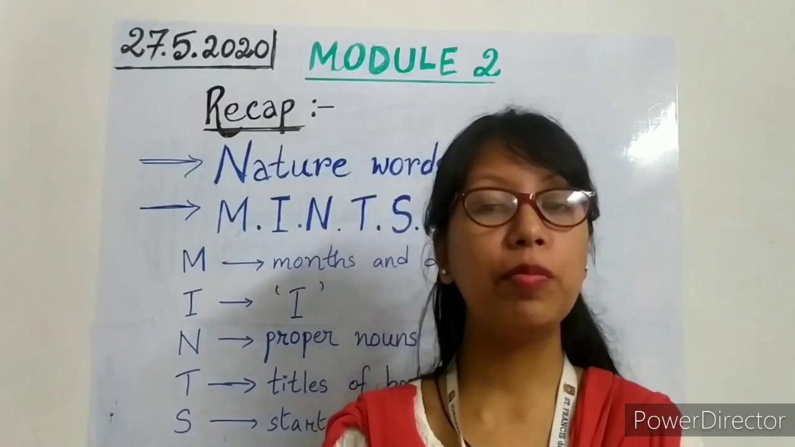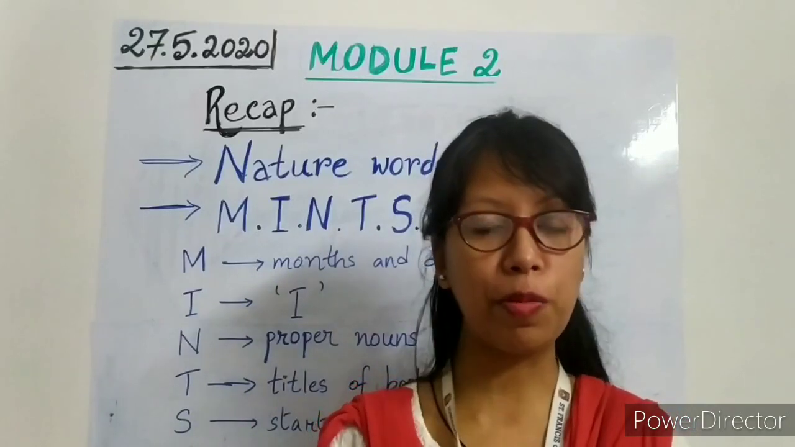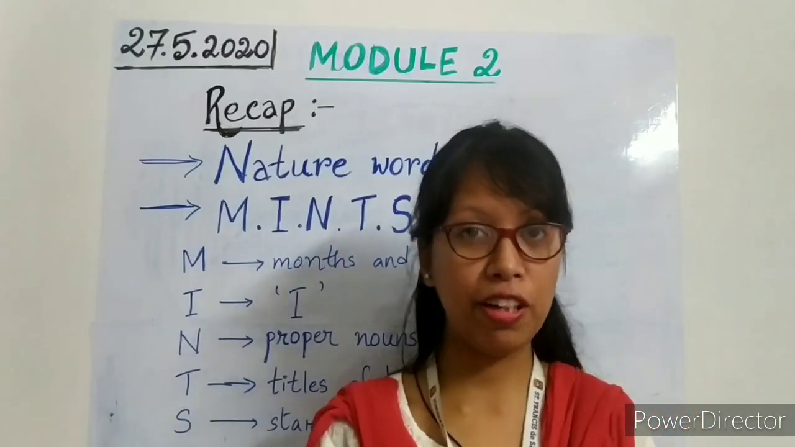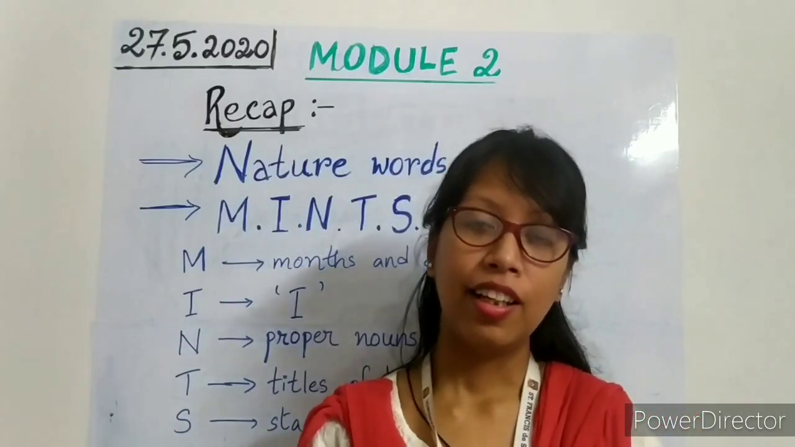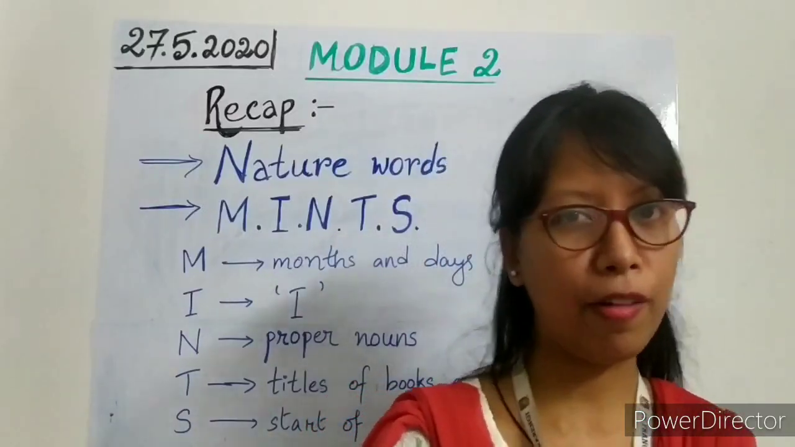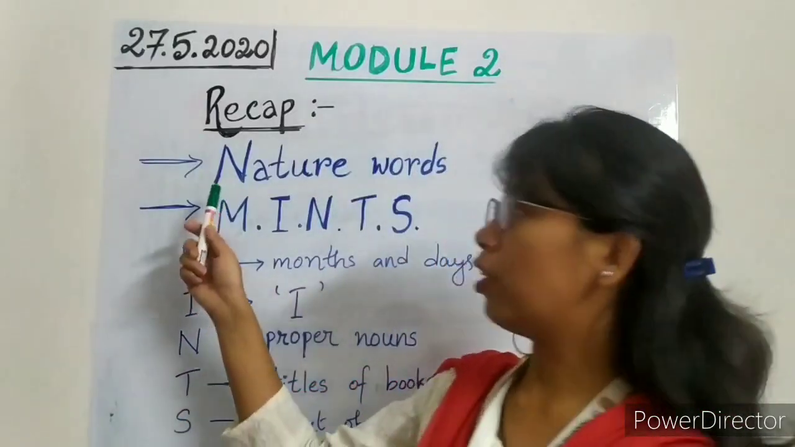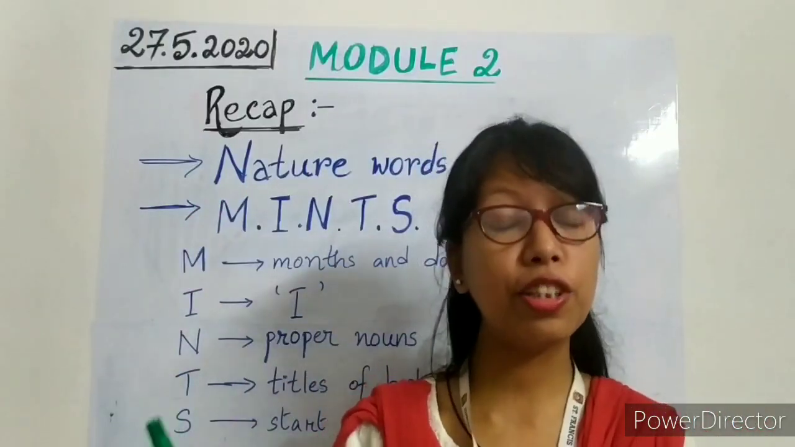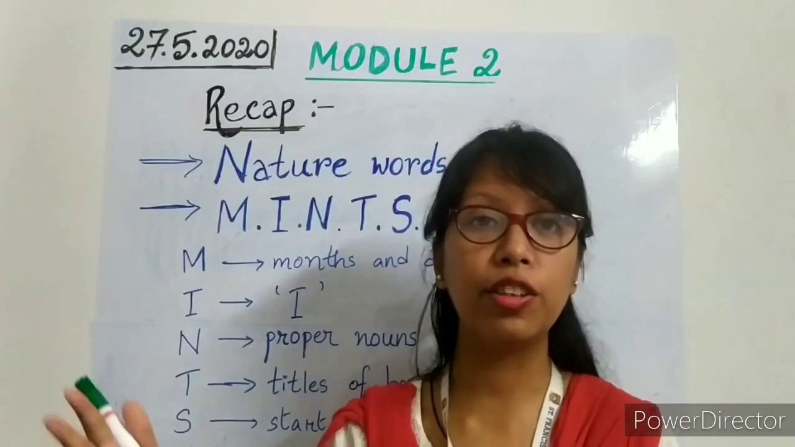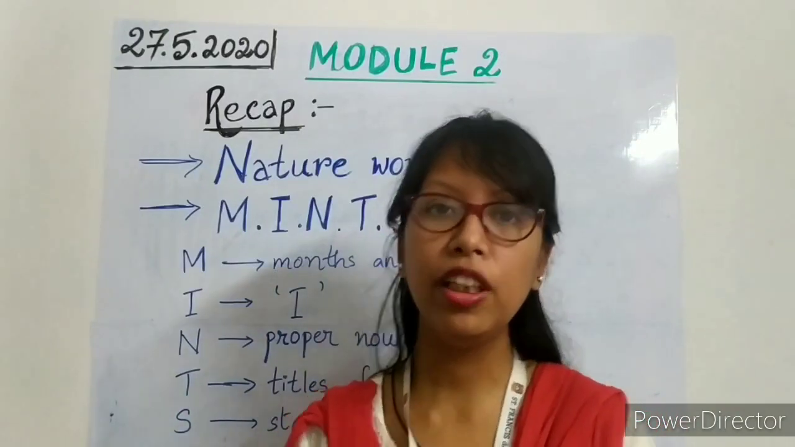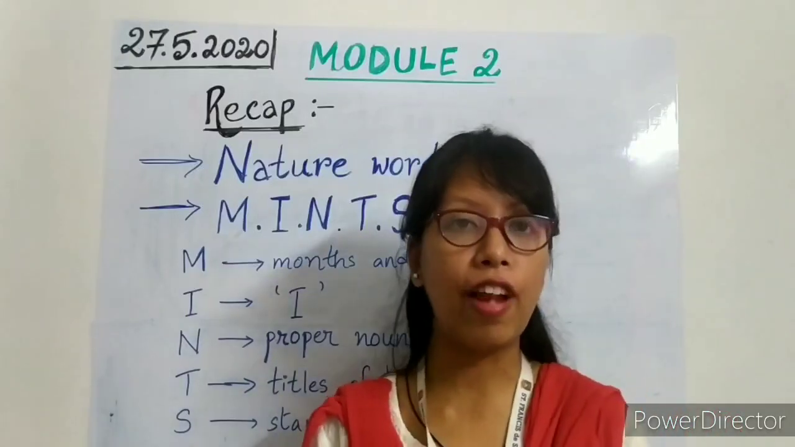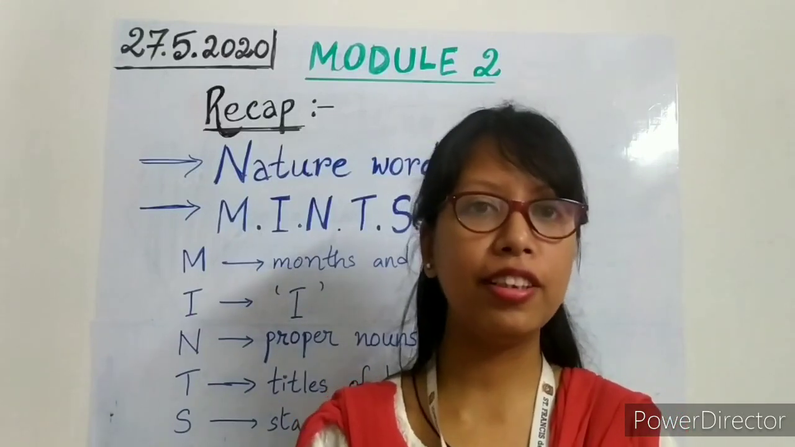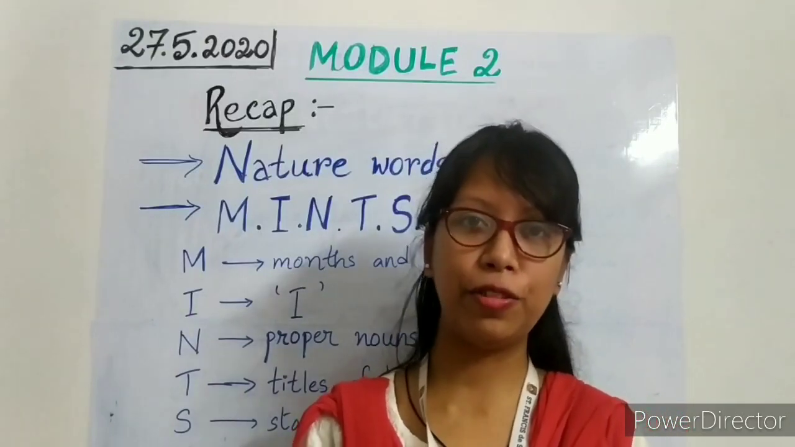So we have been doing module 2 from the English workbook, right? In our previous class, we did the nature words and the acronym MINTS. So now let's do a quick recap of the previous class. The first thing we did was the nature words, right? So what are nature words? Nature words are those words which are related to nature, right? For example, moon, sun, clouds, flower, rain, rainbow, thunder, animals, etc. So these are the nature words.